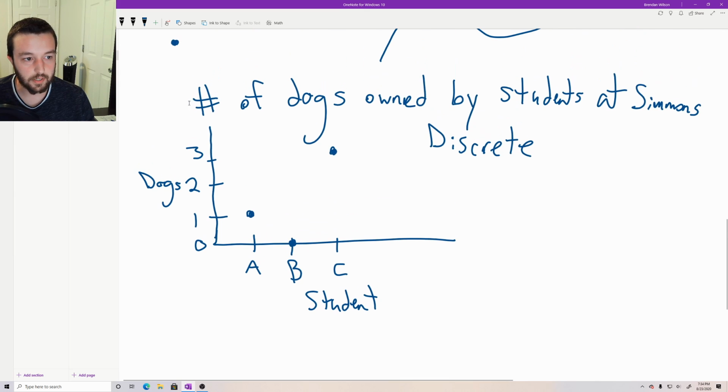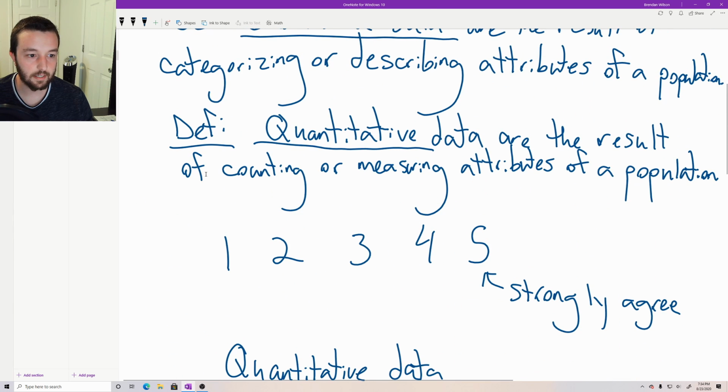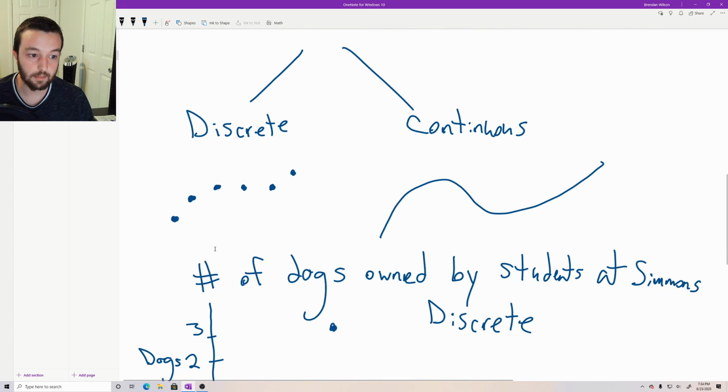So whenever we see the word number of, that's a good hint that it's discrete. Okay, if we go back up to the definition of quantitative, it talks about counting or measuring. In general, the counting part is discrete and the measuring part is continuous. So for counting something, it's going to look discrete, whereas if we're measuring it, it's going to be continuous.